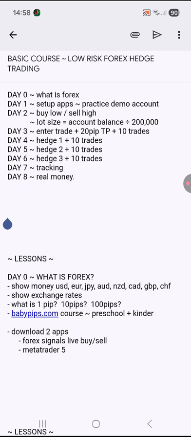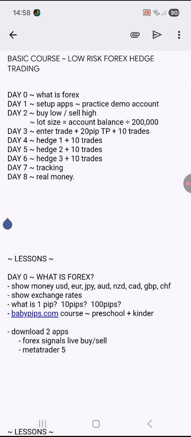Day 6, we're going to do the same thing. Open up the account, see if any of the trades have profited yet. The ones that have not profited, we're going to be setting a hedge level 3, and we're going to be setting some new trades also with all 3 hedge levels. So we're going to be doing 10 trades there.